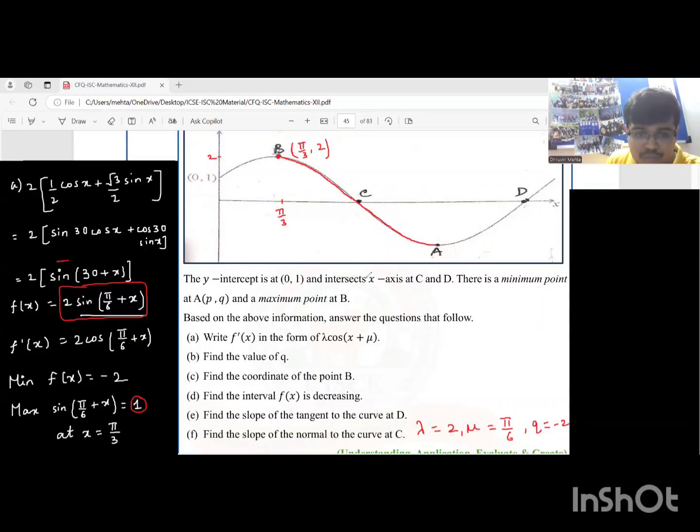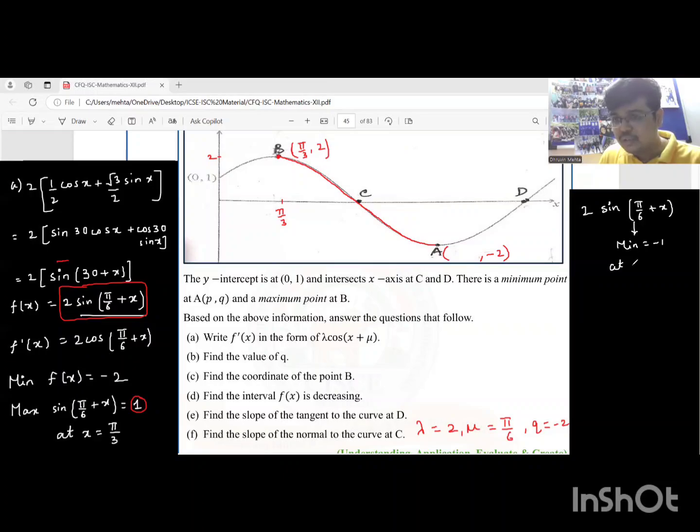Now, for A, students, we have already found Q. Q is -2, which means the y coordinate is definitely -2. We're talking about minima in this case, students. So you have to understand that this function, 2 sine of pi by 6 plus x, I'll write it over here. The minimum value of this is -1. So the overall minimum value is -2. Now, sine of which angle is -1, you have to figure that out. I hope you already know, students. Sine of 3 pi by 2, that is 270, is -1.